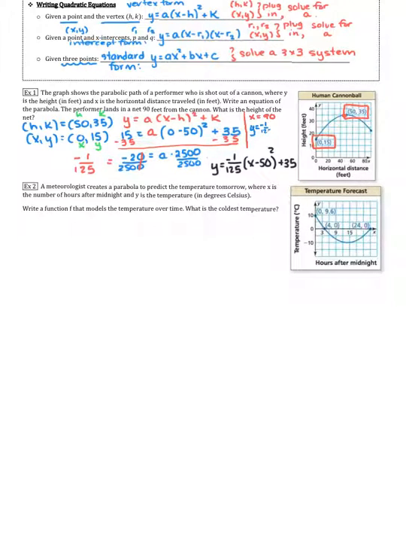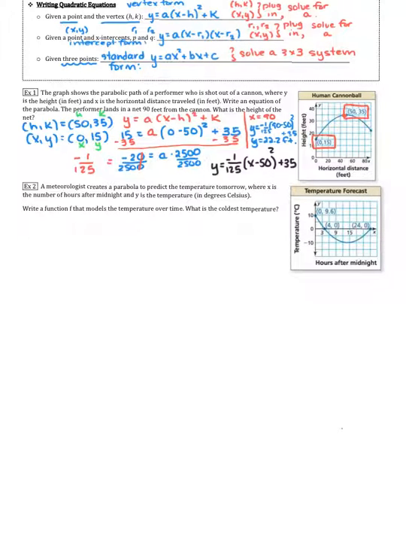Negative 1 over 125 times (90 minus 50) squared plus the 35, and when you plug that in, you will get that y equals 22.2 feet. Okay, so that's how you would use vertex form. You find your vertex, find a point, plug everything in, solve for A, then put it all back together.